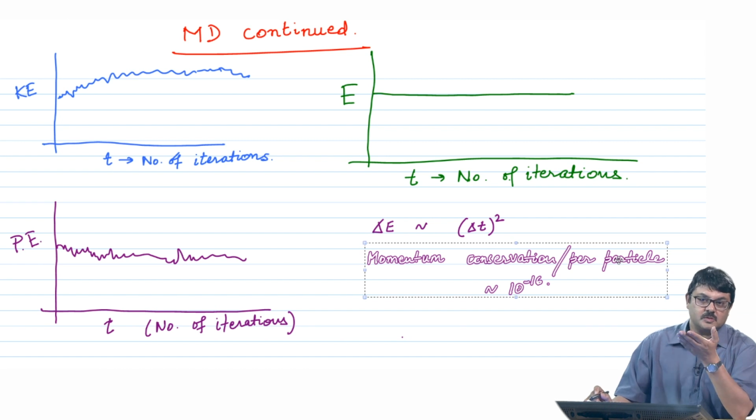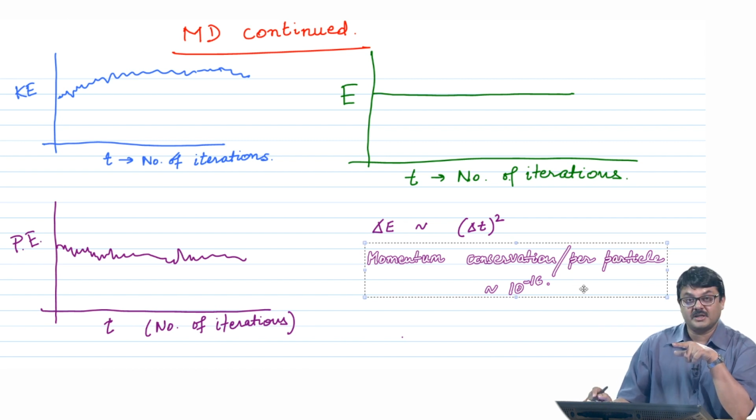So, if you look at the total momentum conservation and suppose you have 1000 particles, they will fluctuate all at the last digit after the decimal, the 16th place. So when you add it up to say about 1000 or 10,000 particles, you should be able to see the momentum conservation up to 10 to the power minus 14, 13.